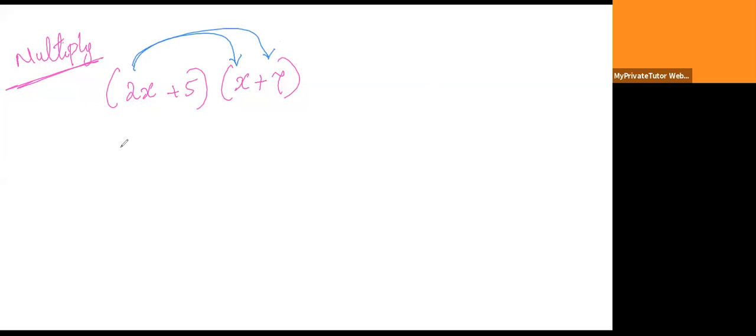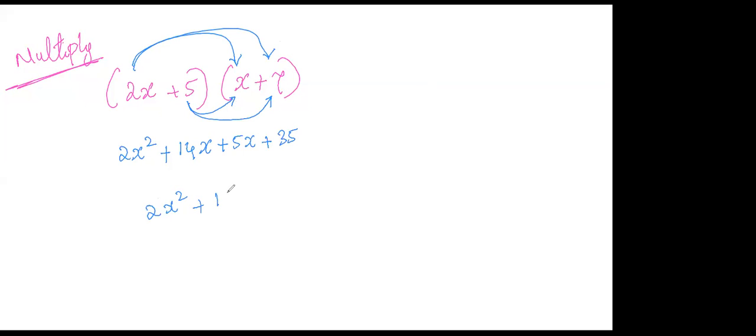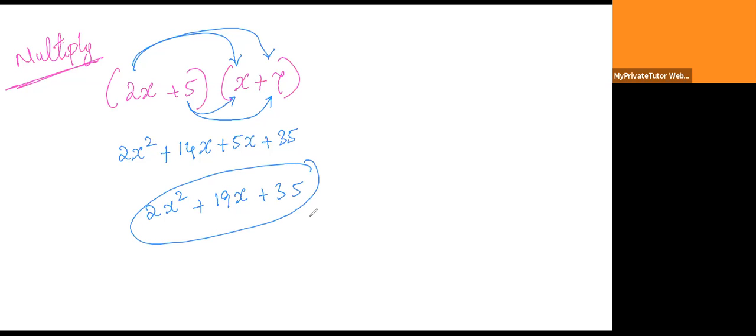What about Joseph? Going to answer 2x square plus 14x, then 5 times x, 5x, and 5 times 7, 35. Okay. So the answer is 2x squared plus 19x plus 35. Yes, Joseph, and yes, Mohammed. Very good. Yes, Joseph, you're correct. Okay, that's nice. So it's very easy multiplication.